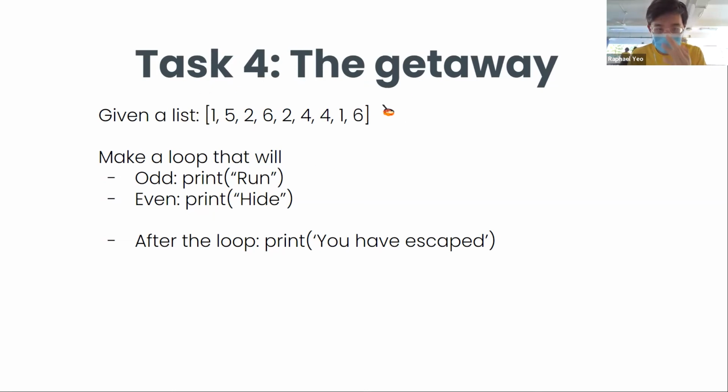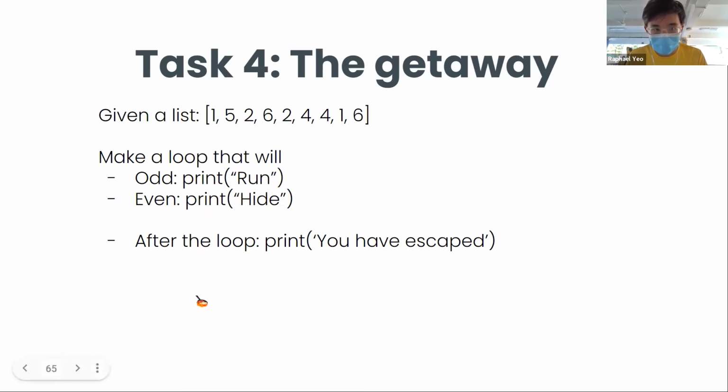Okay, so it has printed out all these numbers, and as we know earlier, odd means that there is no policeman, so you should print out run, and if it's even, you print hide. So after the end of the loop, you should print you have escaped.